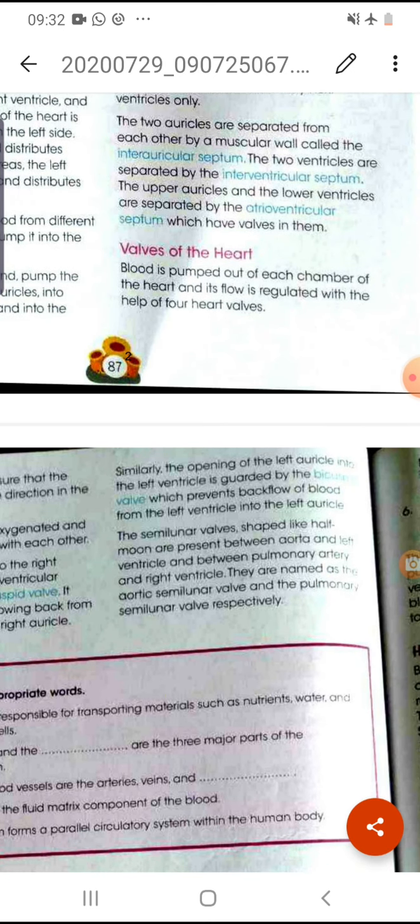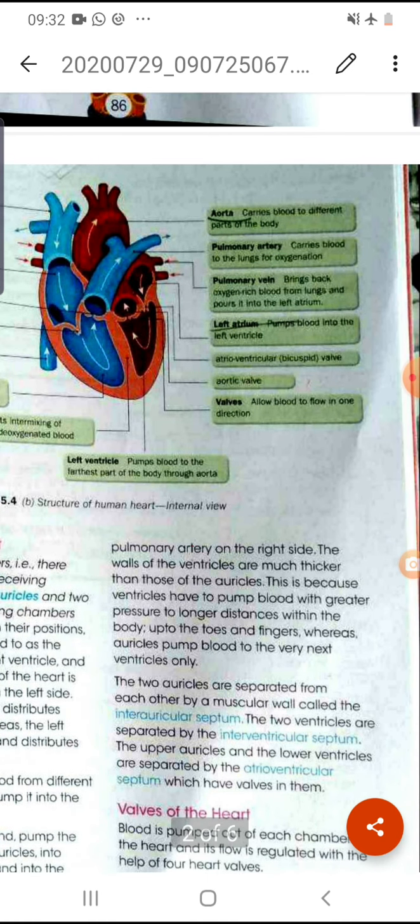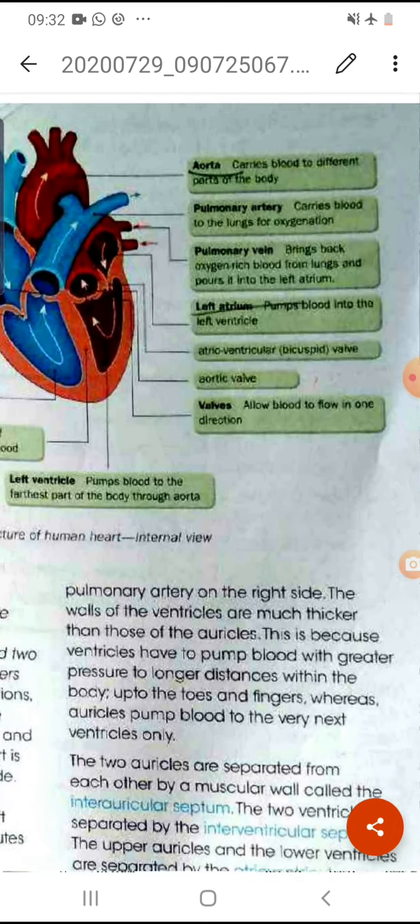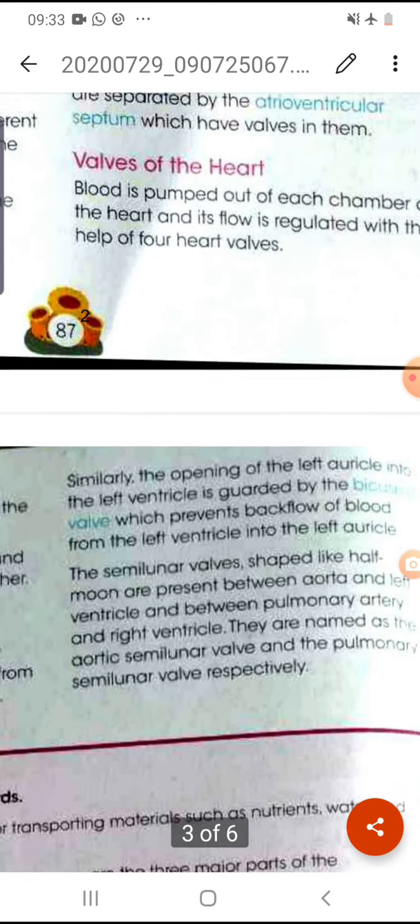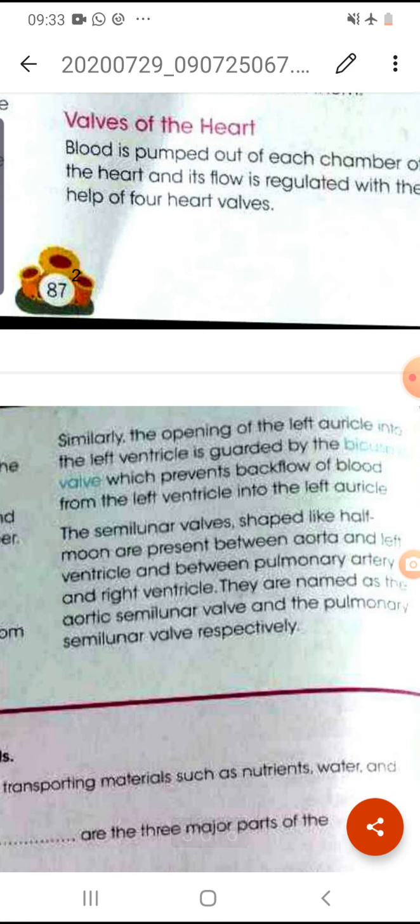Similarly, on the left side, the joining part of the left auricle and left ventricle is guarded by the bicuspid valve. Okay, see here on the red side portion, the arterioventricular or bicuspid valve is there. So it also prevents the backflow of the blood from the left ventricle to the left auricle.